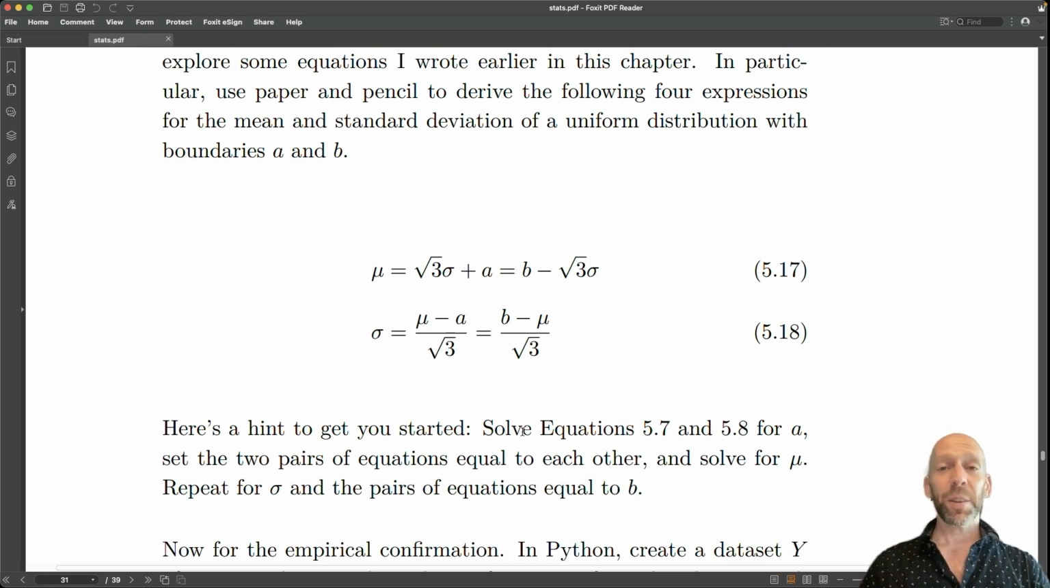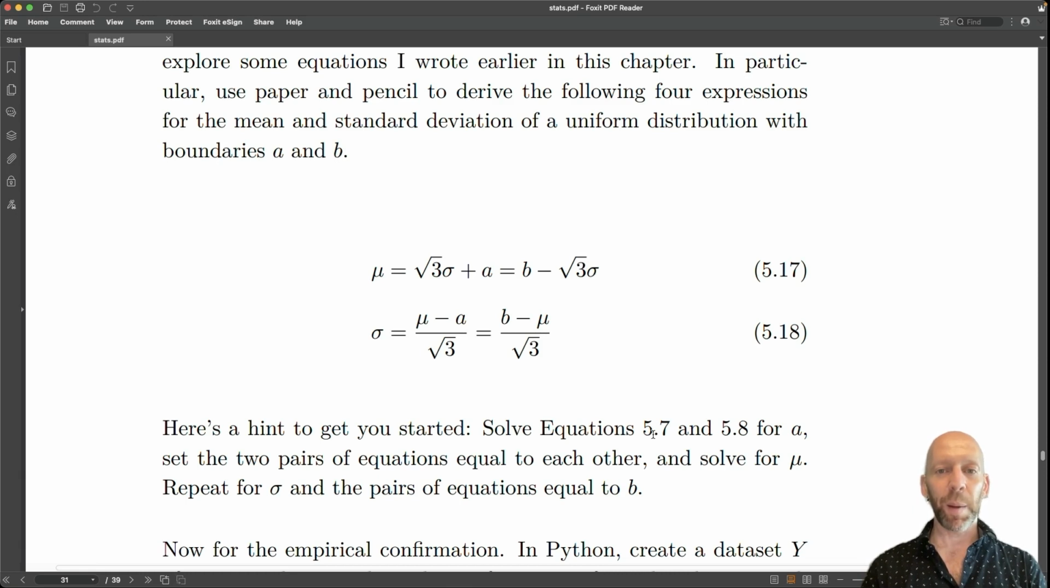And it's not so difficult. It doesn't require calculus or any really difficult math. It's just a little bit of algebra, and maybe you make some false starts. That's fine. You just try again. Take my hint here. There's two equations, and you can set them equal to each other, and then you can solve for mu. And two other equations, you solve for b and set them equal to each other, and then you can solve for sigma.